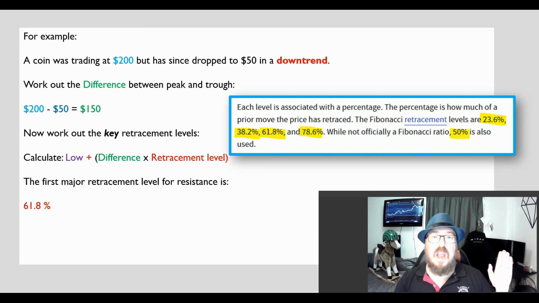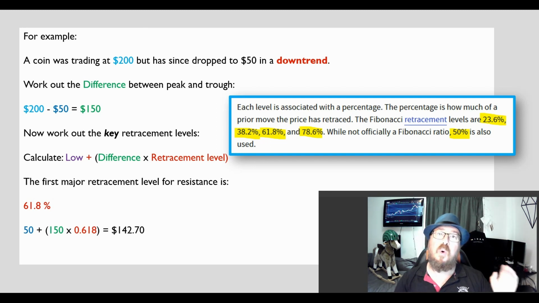Popping that all into the equation, we have the low plus the difference multiplied by the retracement level, and that gives us 50 plus 150 times 0.618. 0.618 would just be 61.8%. That's just 61.8 divided by 100. And this gives us $142.70. So the coin is going from 50. When it reaches that 142.7, that is the last resistance level before it heads on up past that 200 again.